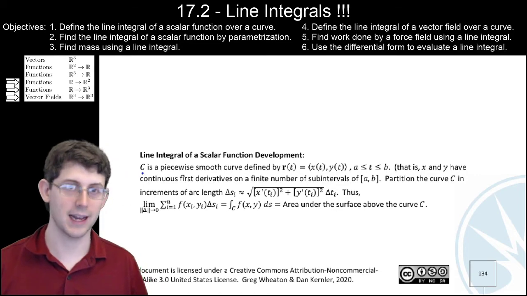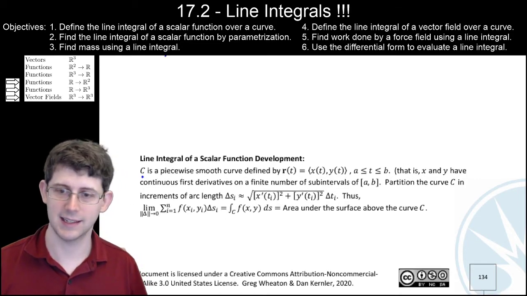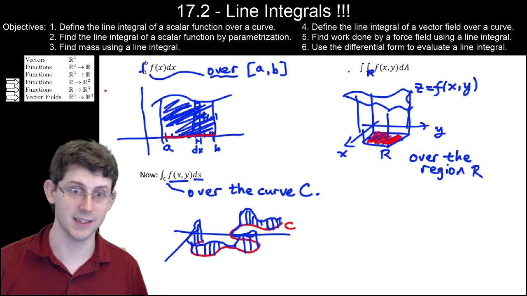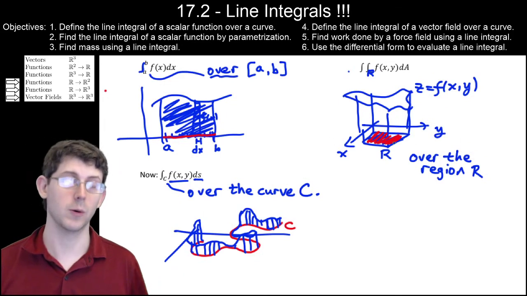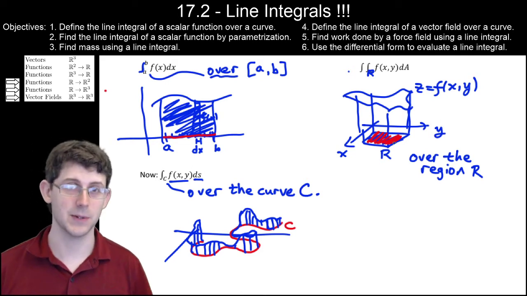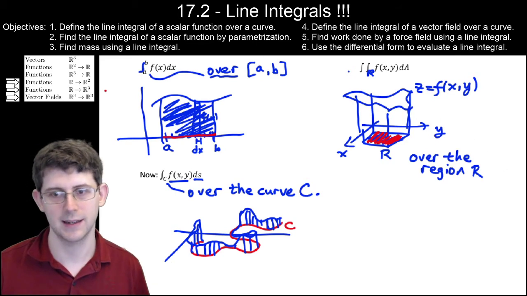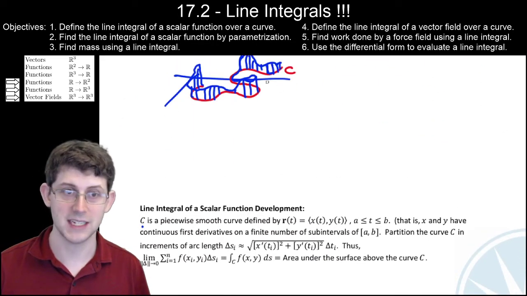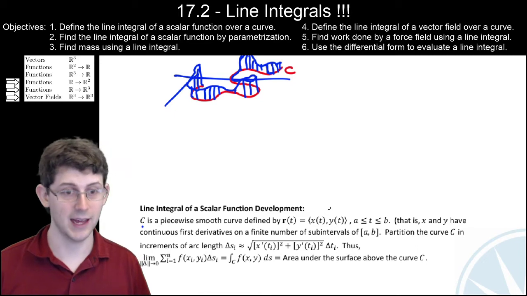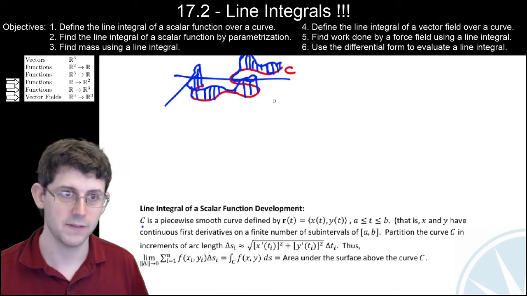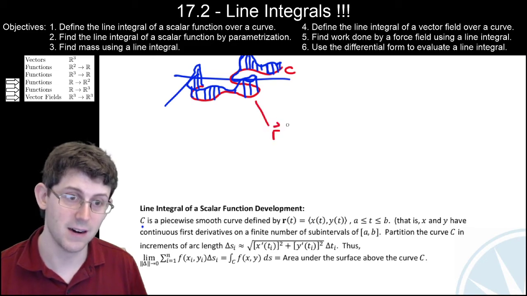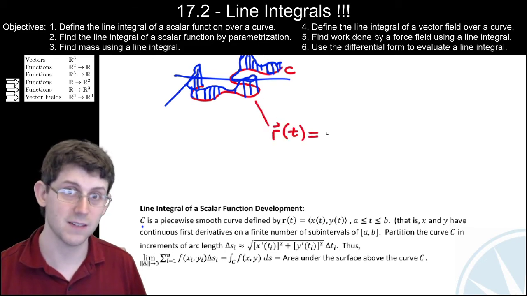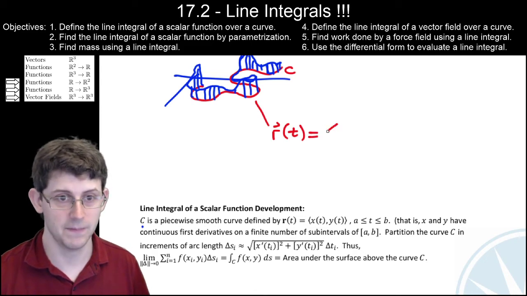So the way that we will actually end up doing this is, when we were splitting up a region into little bits, we decided it would be nice to split it up as dx dy, or we could split it up as dy dx, and later we split it up as r dr d theta. And in space, we had even more options. But for a curve C, there's only really one reasonable way to do that, which is to parameterize the curve. Back in chapter 14, we wrote the curve as a function r of t, a vector-valued function, it was called in chapter 14.